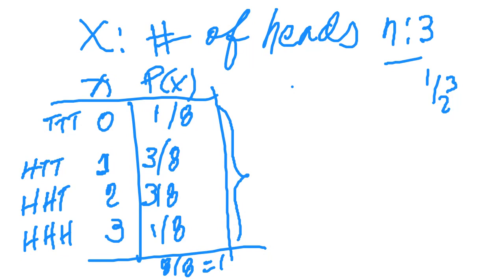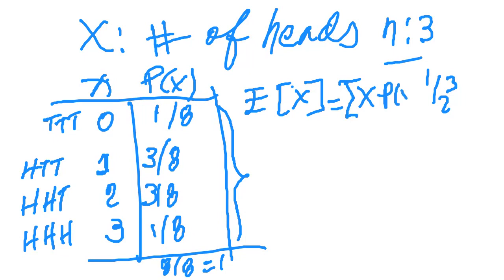Then we talk about expected value. Expected value is the summation of the multiplication of the value times the probability.